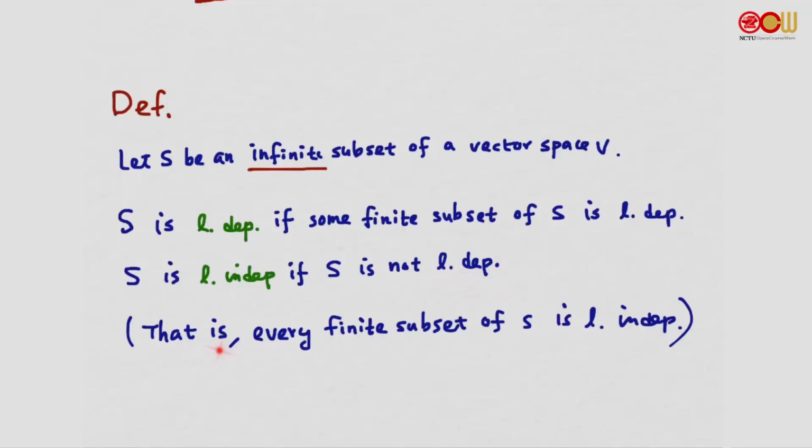That means every finite subset of S is linearly independent. So if we draw an arbitrary finite subset of S, it is linearly independent. Then we say S is linearly independent. And S is linearly dependent if we can find some finite subset of S that is linearly dependent.